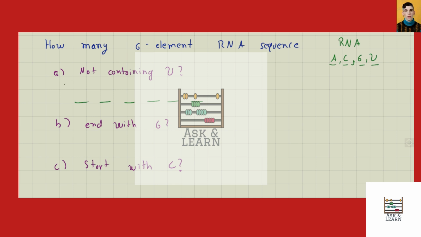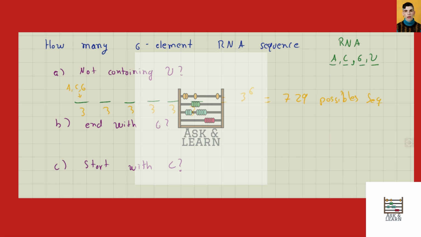So we need to count how many of them do not contain uracil. That means that for each of these locations in the sequence, we have three possibilities. We have either A, C, or G to put in this place. So we have 3, 3, 3, 3, and 3. So at the end, we have 3 to the 6th power possible sequences, and that equals 729 possible sequences of RNA.